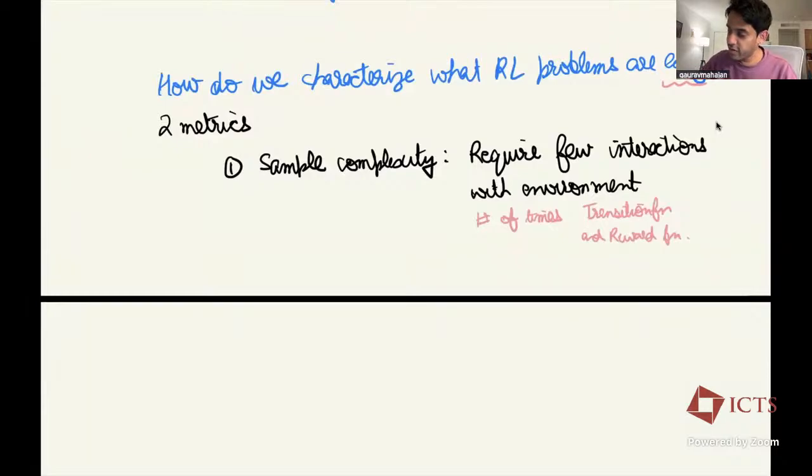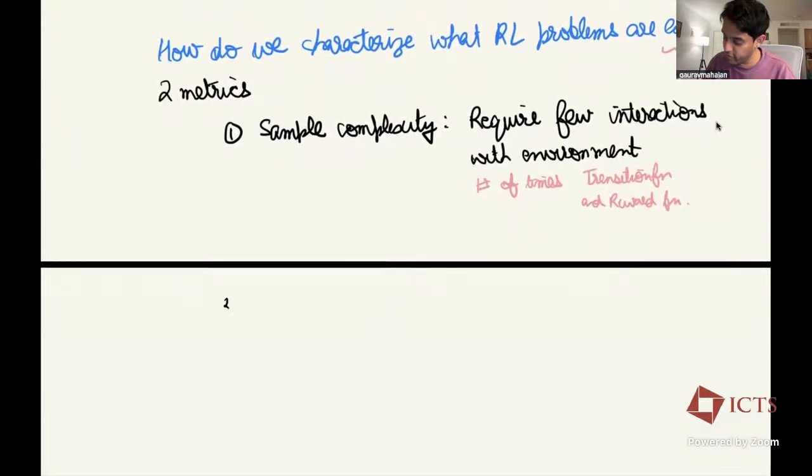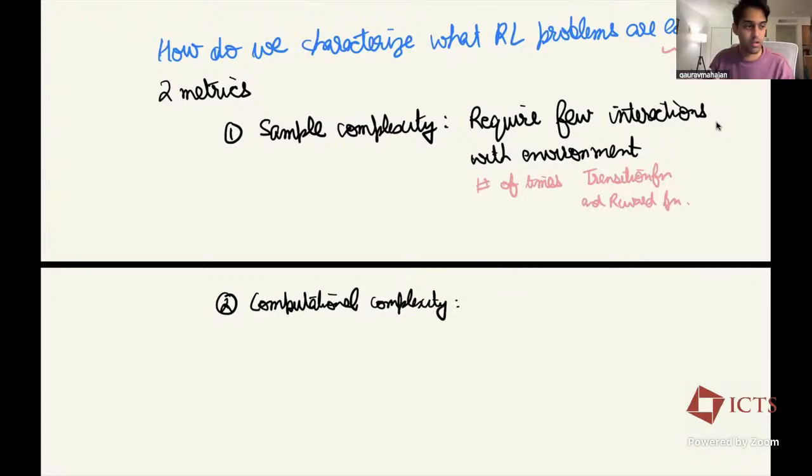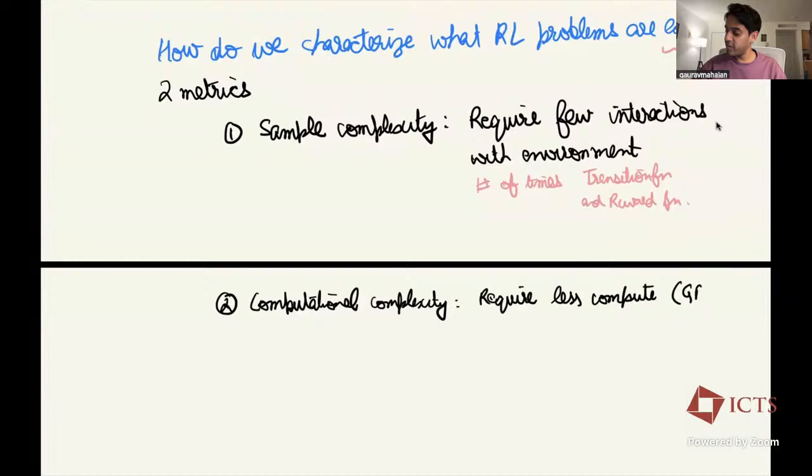Another thing we would like to minimize is the amount of compute, which is the computational complexity. We would like it to use less compute, and compute here means GPU hours.